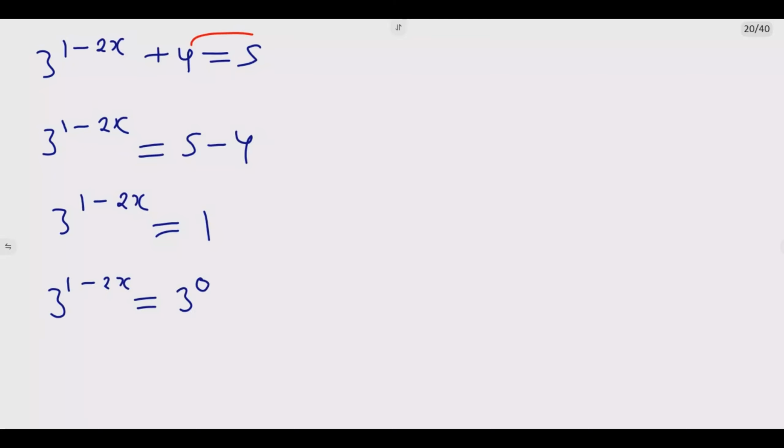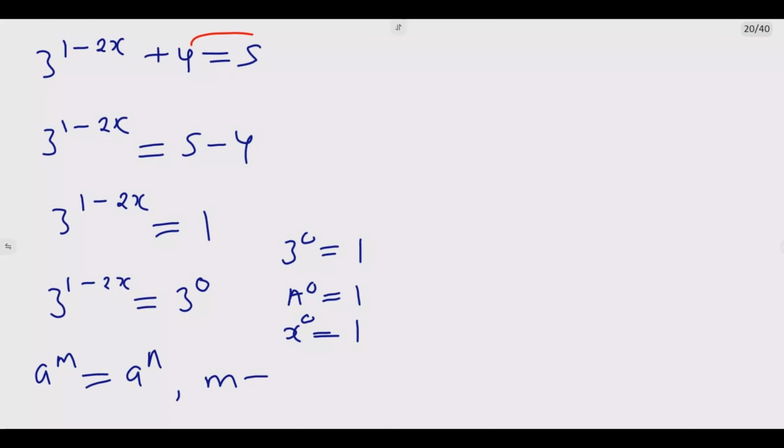3 to the power 0. Why? Because 3 to the power 0 is equal to 1. Anything to the power 0 is equal to 1. So this is the principle that we need to use. Now once we do this, we can proceed to use the fact that if you have a to the power m is equal to a to the power n, what this tells me is m must equal n.